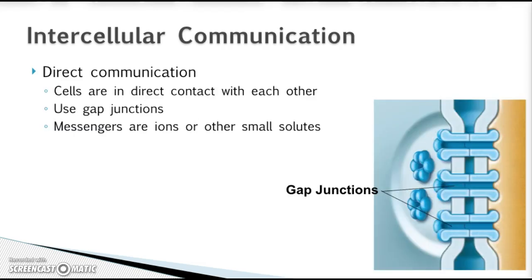In direct communication, the cells must be in direct contact with each other. An example of this is using gap junctions. If you recall, this is one of the types of cellular connections. A gap junction allows messages to be transferred from one cell to another without having to cross the membrane. The messages are carried as ions or other small solutes.